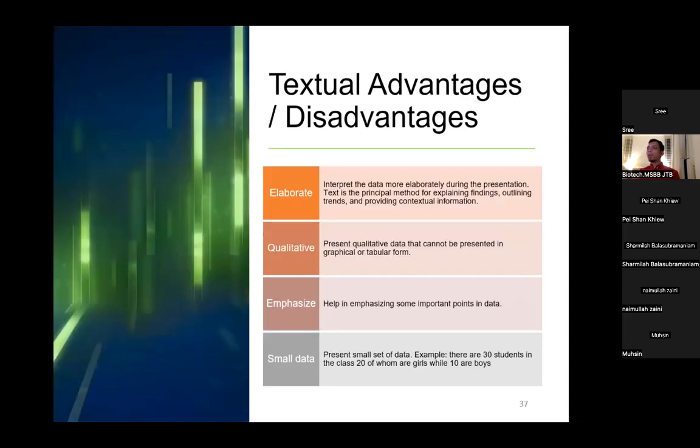Textual advantages or disadvantages. So usually we use textual to elaborate. We interpret data more elaborately during the presentation. That's why I showed you the qualitative data. It's more the elaboration of data. Or sometimes you don't put the table, but you have the value, even though it's not qualitative, it's quantitative. But the data is not suitable to be put into the graph or into the table. It's just enough for you to write down.